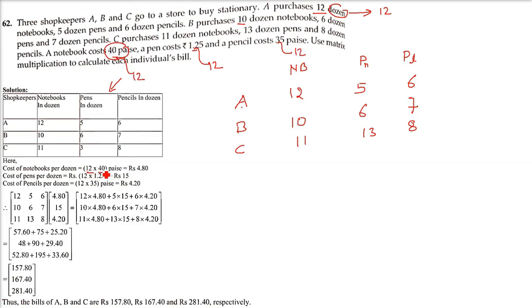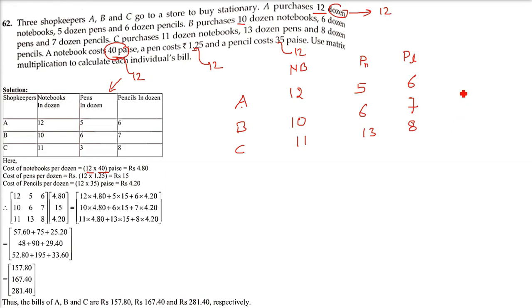So when we multiply 40 paisa with 12, we get 4.80 rupees. That is 40 paisa into 12 dozen. Then 12 into 1.25. Then 12 into 35, you get 4.20. So this first matrix is already made according to the arrangement.